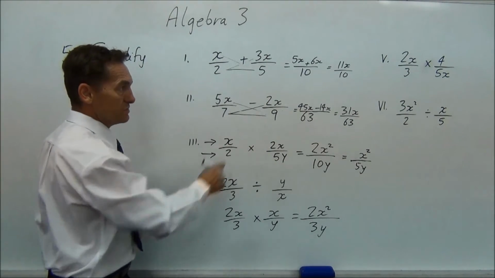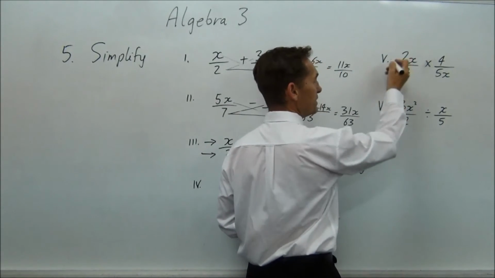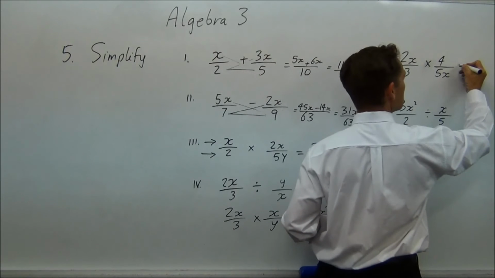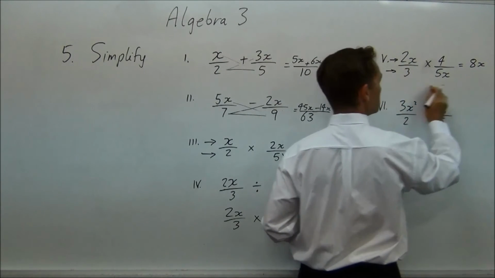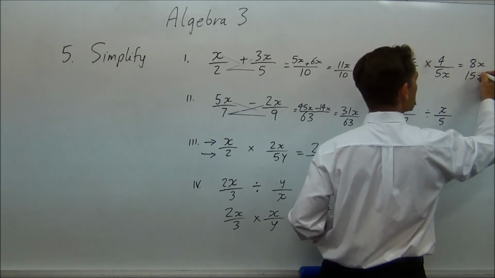Okay, let's look at these ones up here. So we're going to go 2x multiplied by 4. Again, we're multiplying, so we're going to go straight across. 2 times 4 is 8x. 3 times 5 is 15x.